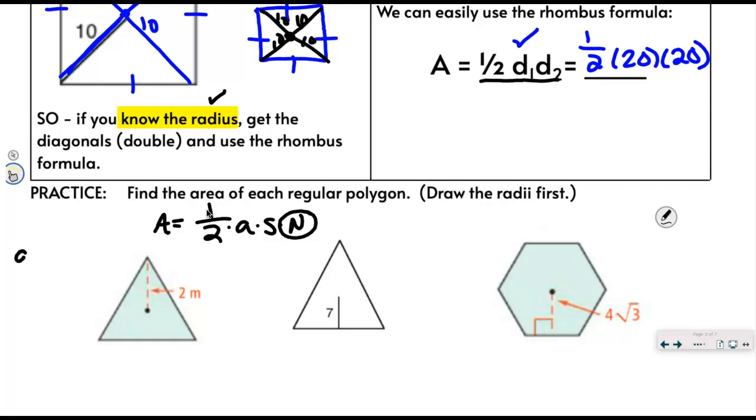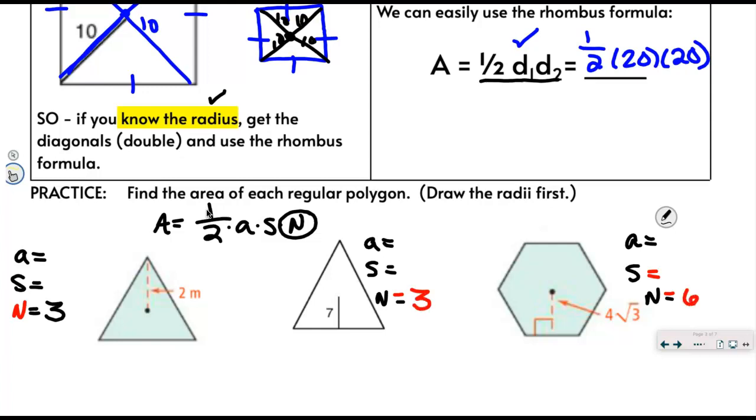So I'm going to go over here and write A equals, S equals, N equals. I'm going to go on all of these. A equals, S equals, N equals. A equals, S equals, and N equals. I'm going to go fill in those N's first because they can't hide them on me. Number of sides on a triangle, 3. Number of sides on a triangle, still 3. Number of sides on a hexagon, 6.